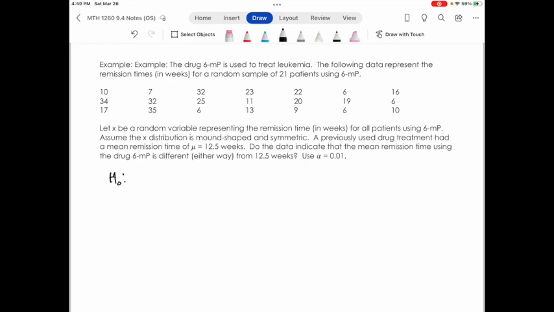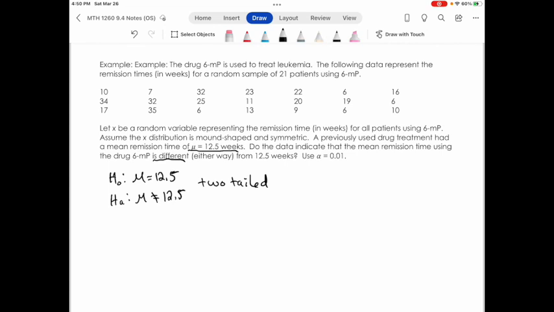So the first thing we're going to do is set up our hypotheses. Our null hypothesis is going to be that the mean is 12.5 weeks. That's this information here. Now, because we just want to see if it's different than 12.5 weeks, the alternative hypothesis is going to be that the mean is not 12.5 weeks, which tells me this is going to be two-tailed.